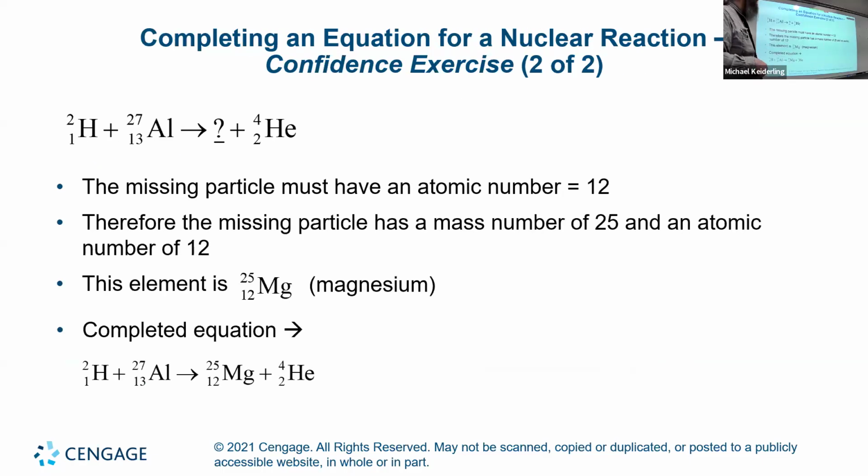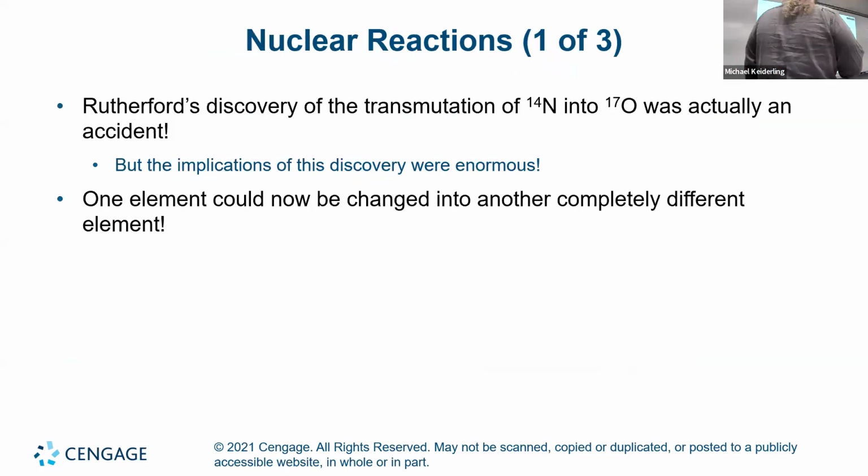And if you actually want to transform it to bigger things, you tend to bombard with calcium-20, I think. It just happens to have nice properties for this. Now, Rutherford's discovery of the transmutation of nitrogen-14 into oxygen-17 was actually an accident, but the implications were enormous. One element could be changed into another completely different element.